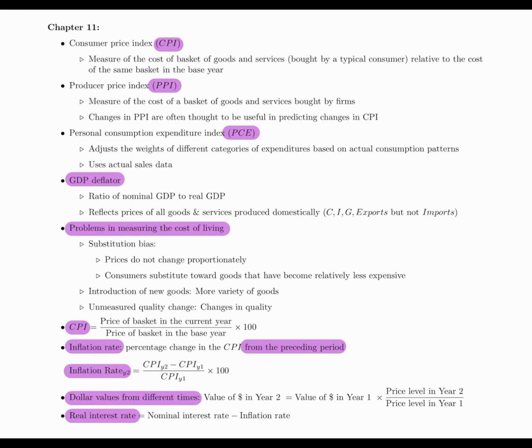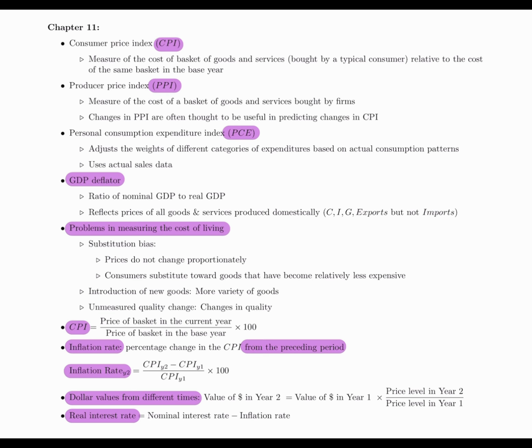In Chapter 11, we discuss what the cost of living is, starting with the 4 price index indicators: CPI, PPI, PCE, and GDP deflator. A quick note about CPI is that it measures the cost of a basket of goods and services bought by a typical consumer relative to the cost of the same basket in the base year. On the other hand, the GDP deflator reflects prices of all goods and services produced domestically, meaning that it does not include prices from the importing sector.